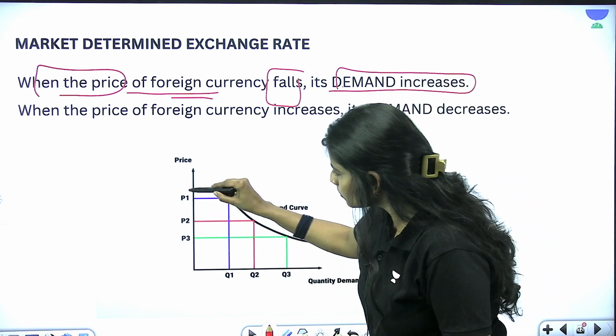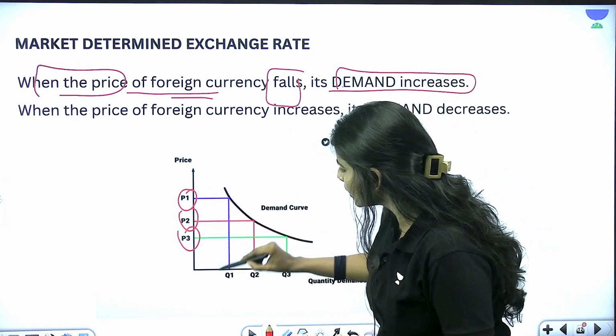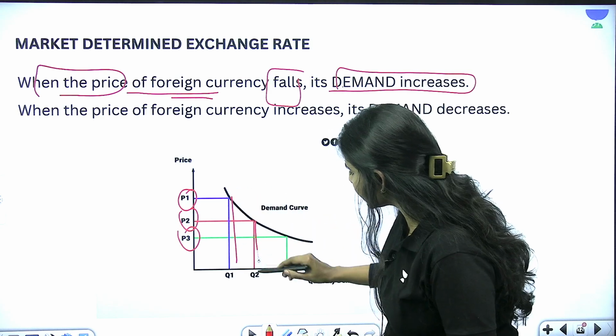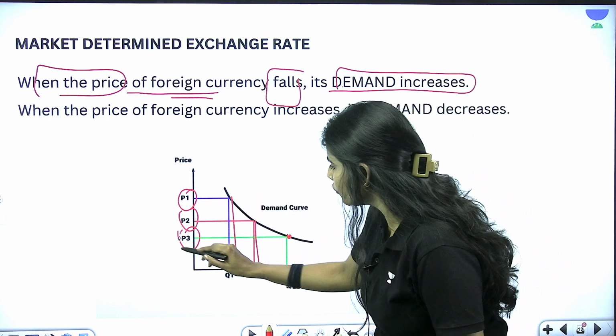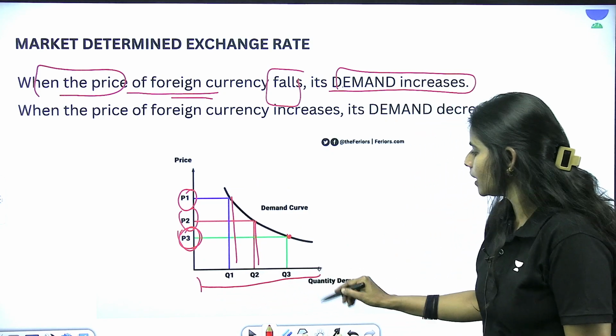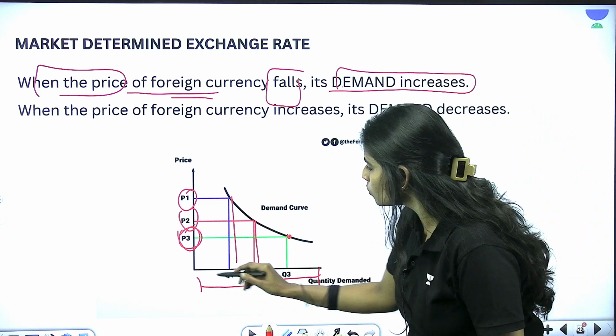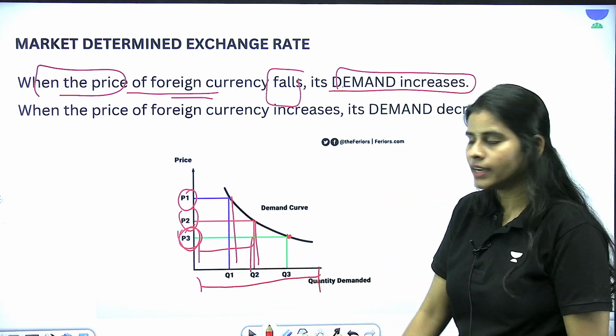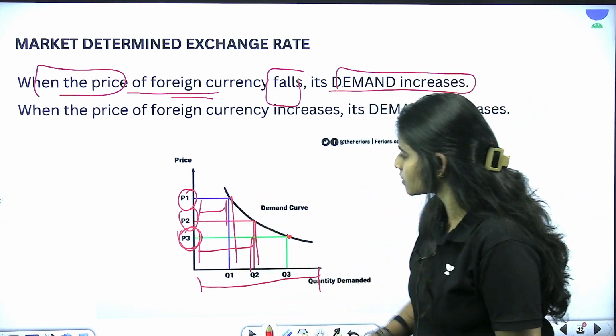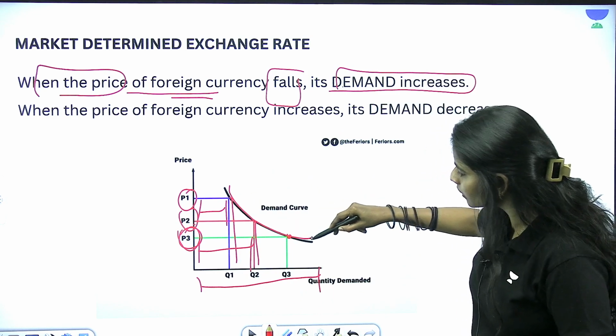Okay, so see P1, P2 and P3. Whenever the price is getting decreased, what is happening to the demand? If it is P3, the demand is very high. Okay, so if it is P2, the demand is only this much. If it is P1, the demand is only this much. So this is how the demand curve is.